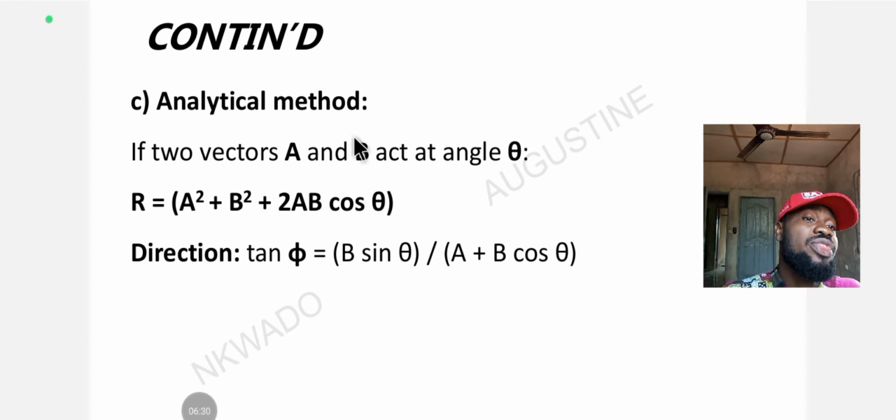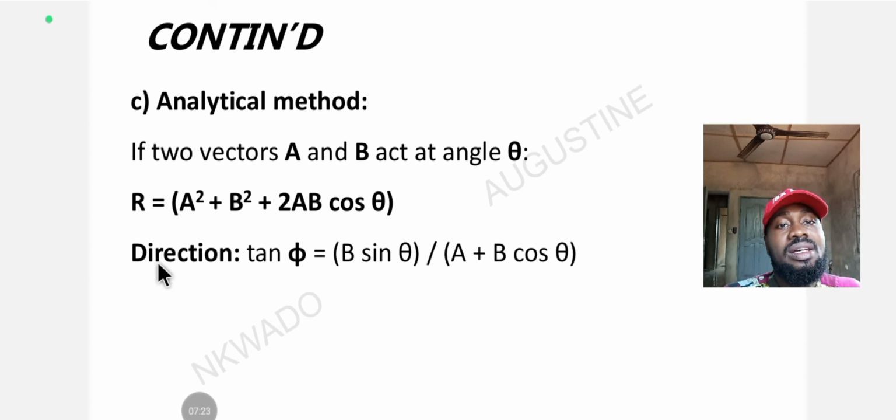Then the next method we have is the analytical method. That's the third method. It states that if two vectors A and B act at an angle theta, you know that theta always represents angle, then R is equal to the square root of (A squared plus B squared plus 2AB cos theta). This is the formula for using the analytical method to calculate the resultant vector.